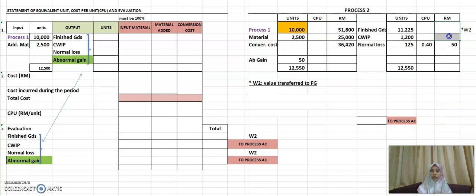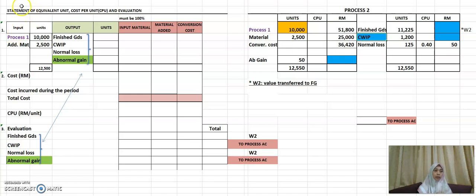So you will have 3 items that you still do not know. You do not know the value for your finished goods, for your closing WIP, and for your abnormal gain. What you need to do, because you have the closing WIP here, is prepare the statement of equivalent unit, cost per unit and evaluation.